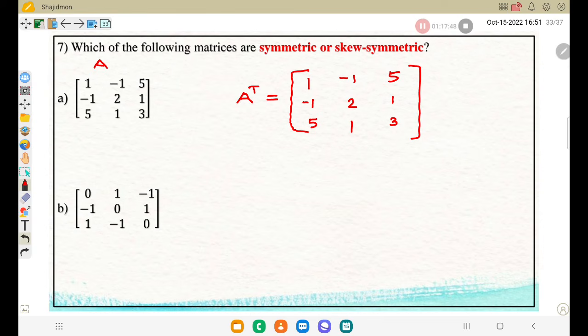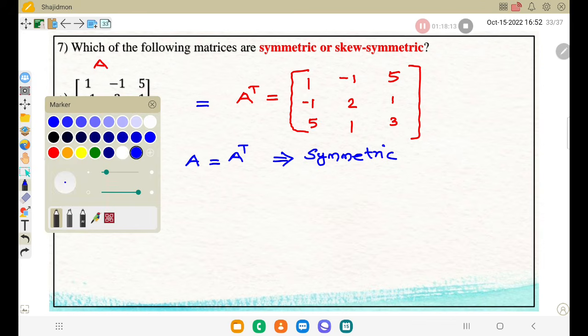Write rows column wise. Now check whether these two matrices are the same or not. Both are the same. Correct? That means A equals A transpose matrix. What is the meaning? Symmetric. So A and A transpose being the same means we call it a symmetric matrix.